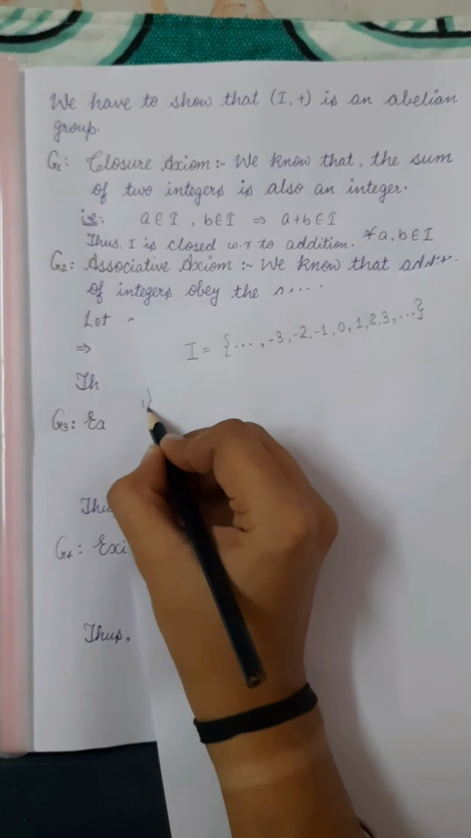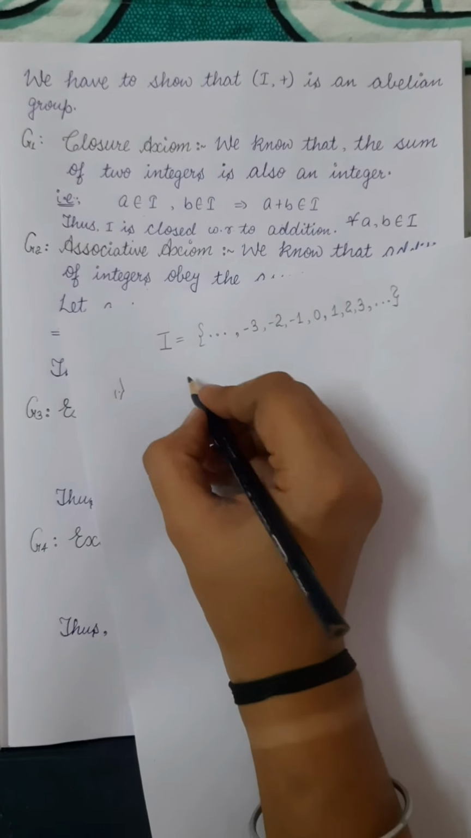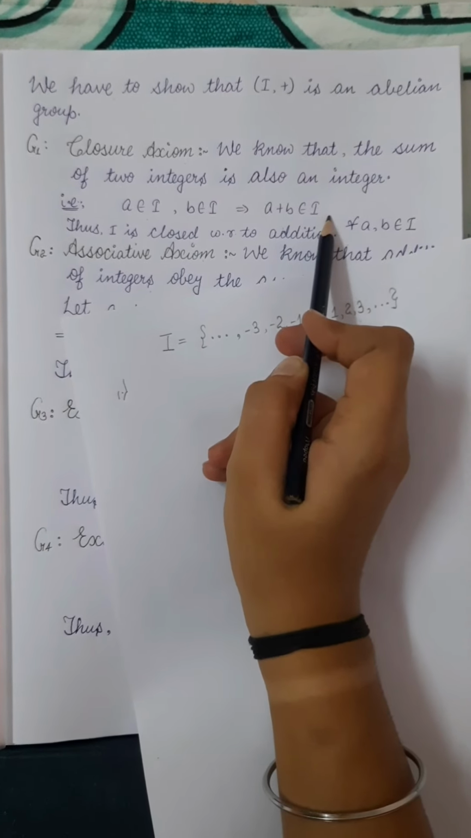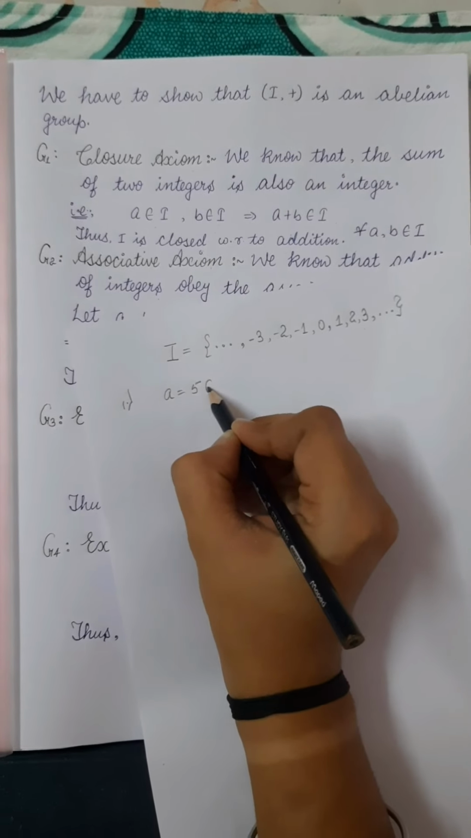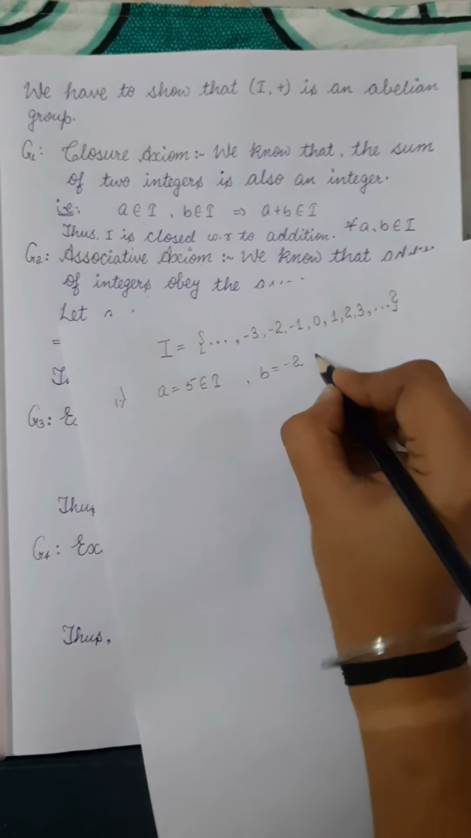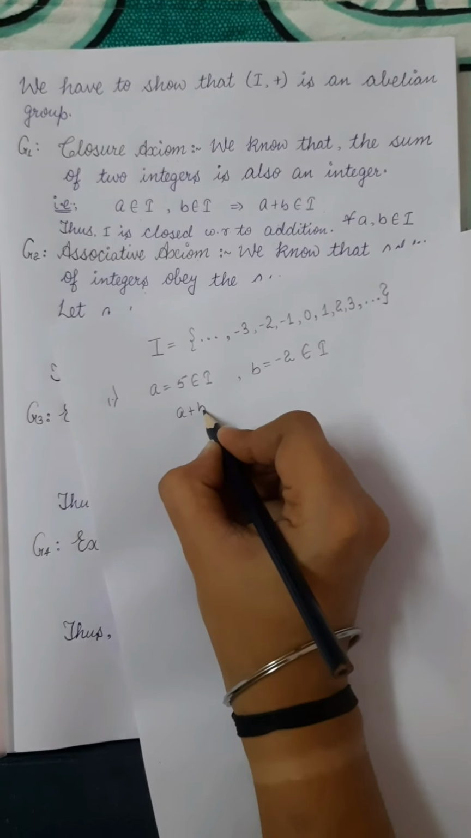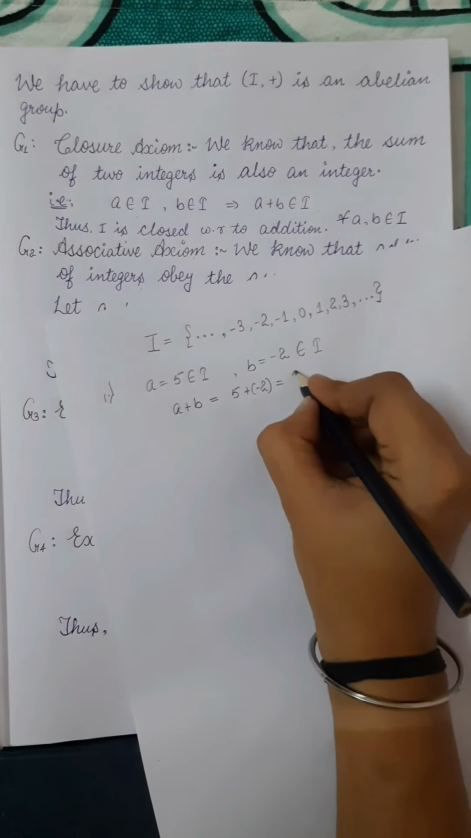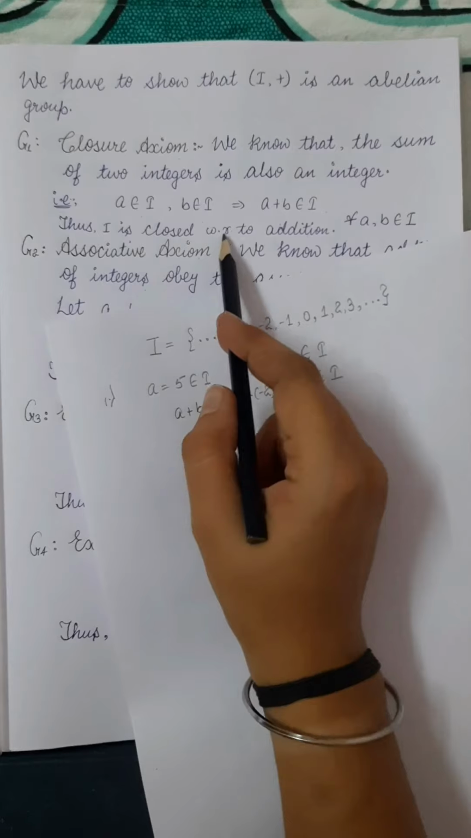Now, we have to prove the following axioms. The first is the closure axiom. The closure axiom indicates that a belongs to I, b belongs to I implies that a + b also belongs to I. So, we take numbers: let a = 5, which is an element of I, and b = -2, which also belongs to I. Then a + b, 5 + (-2), equals 3. Again, it is an element of the set of integers. So, the closure axiom is satisfied.